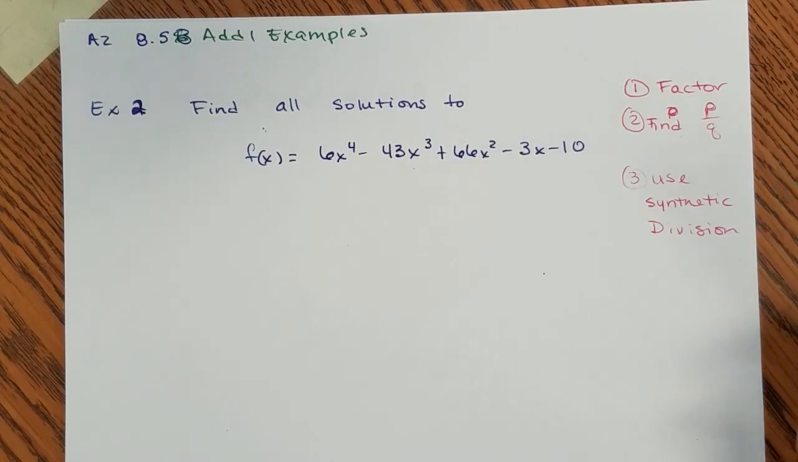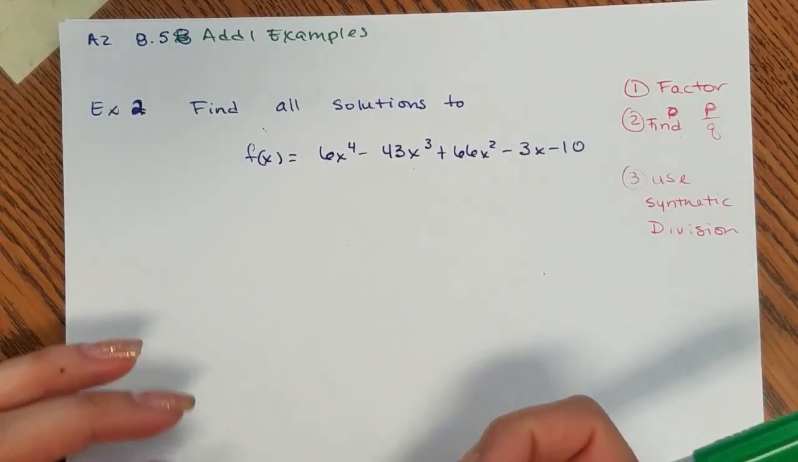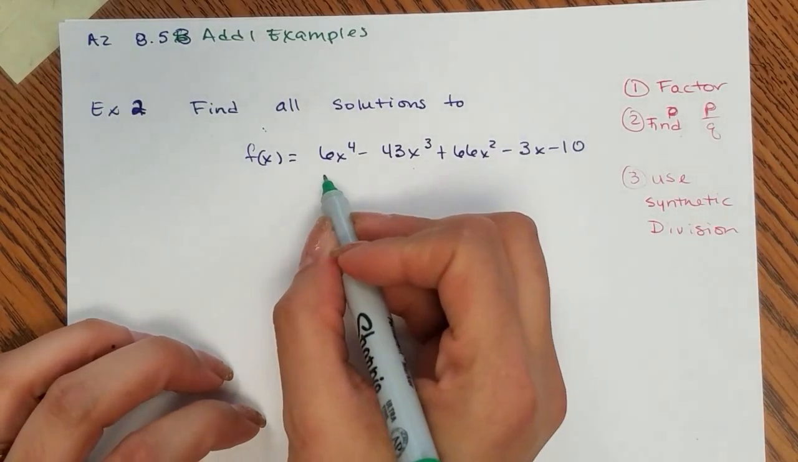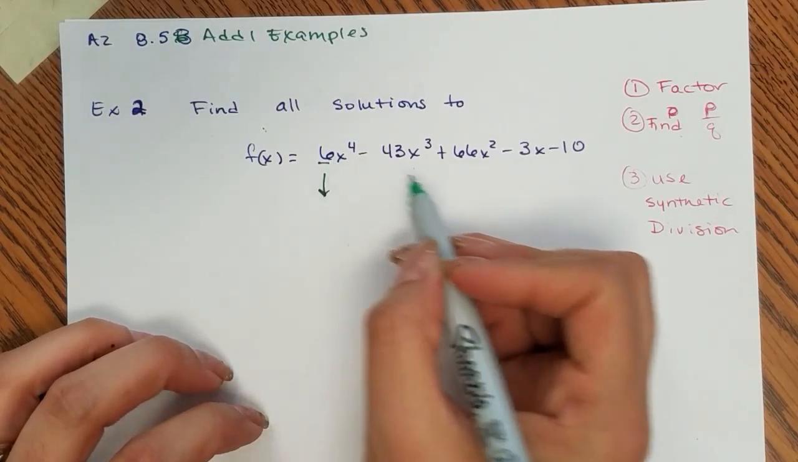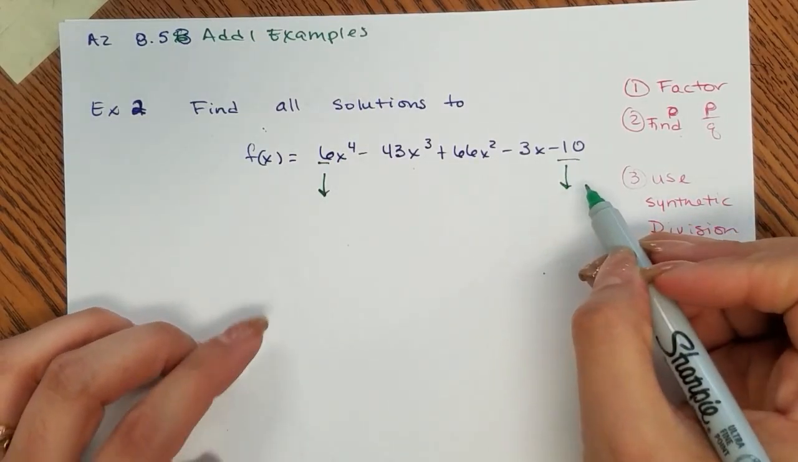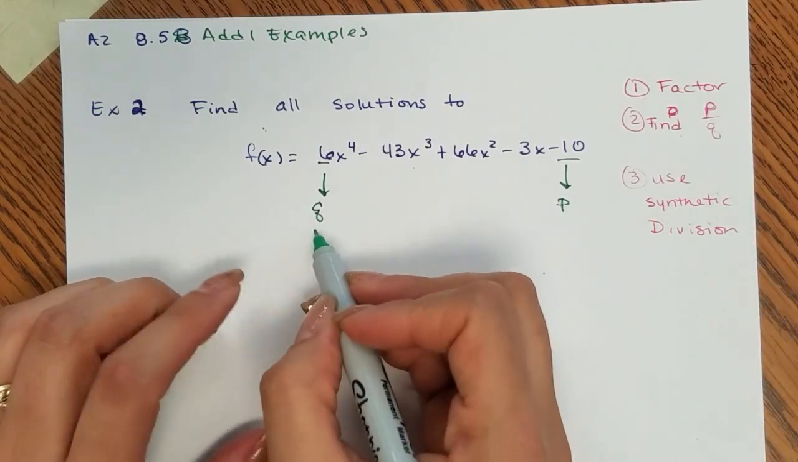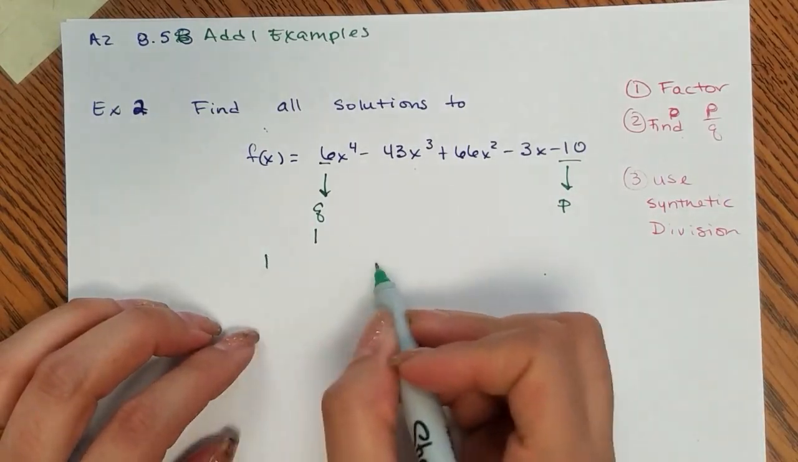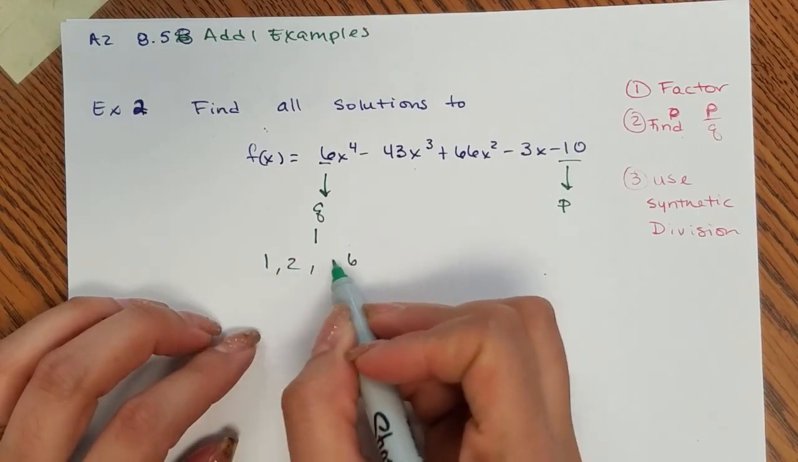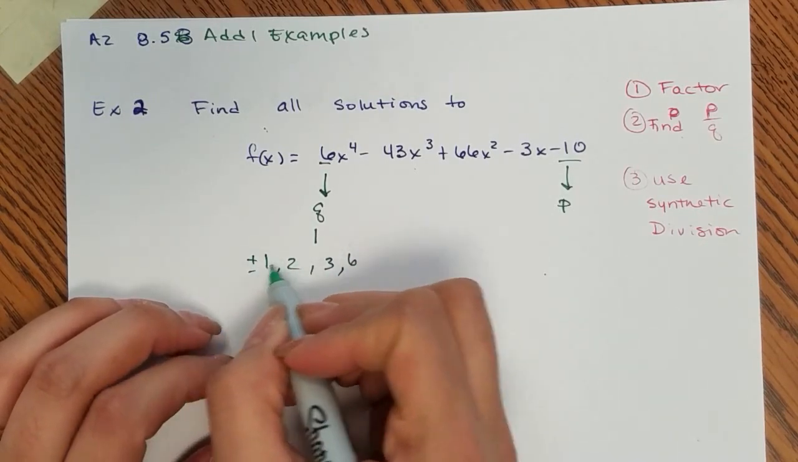So I'm just going to go ahead and do my P and Q just so you can kind of get the hang of it. So we're talking about the coefficient here and the constant here at the end. This is your Q, and this is your P, and now we're going to find the factors of each one. So we have 1 and 6, 2 times 3, okay? And then each one is plus or minus.